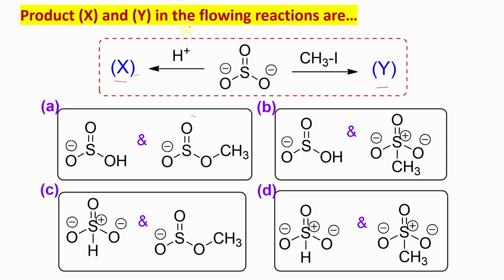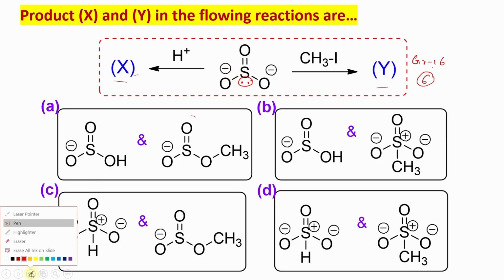Now, what is the product X and Y in the following reaction? But let's look at the reactant first. In this reactant, one piece of information is missing, which is a lone pair. Why am I saying this? If you look at sulfur, it's a group 16 element, so it has 6 electrons in its outermost shell. Among the 6 electrons, 4 electrons participate in bond formation.